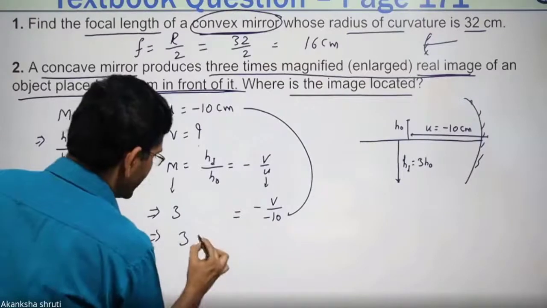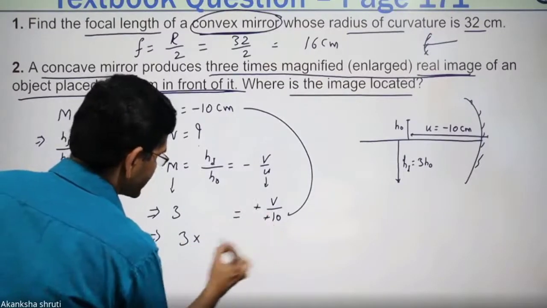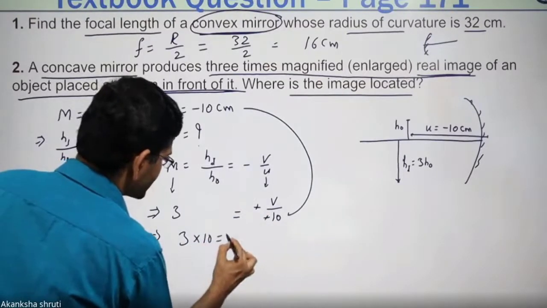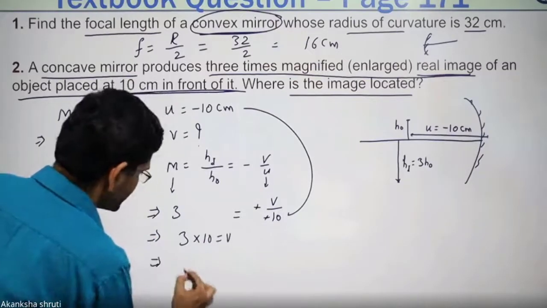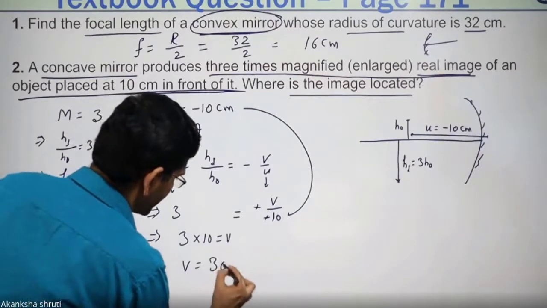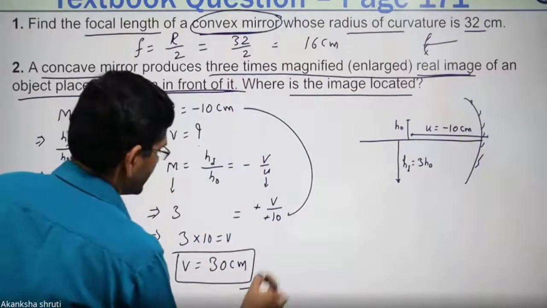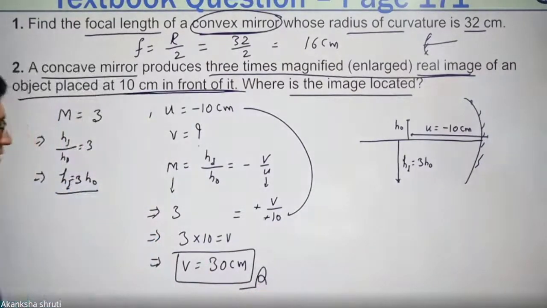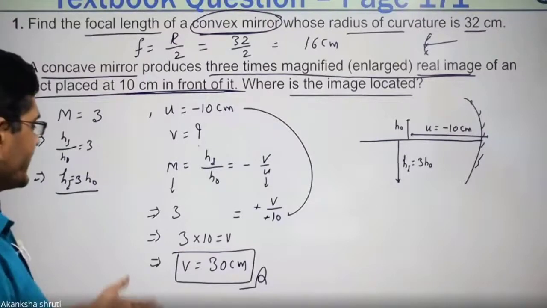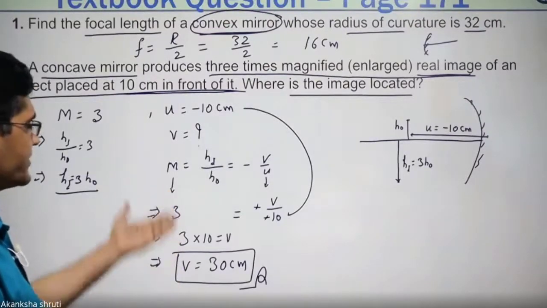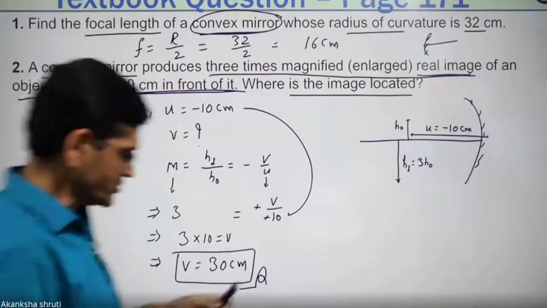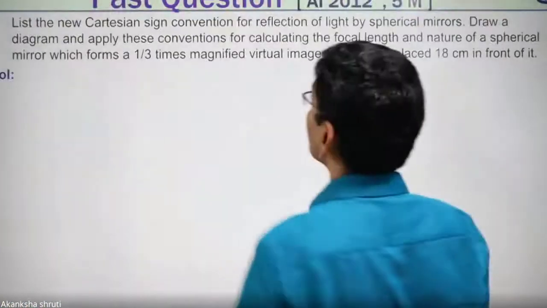So 3 into this, minus minus get cancelled, 10 is equal to V. So the image distance V is equal to 30 centimeter. This is the answer. So this way, directly based on the magnification, the image distance can be calculated if magnification is known. So this was all about today's class.